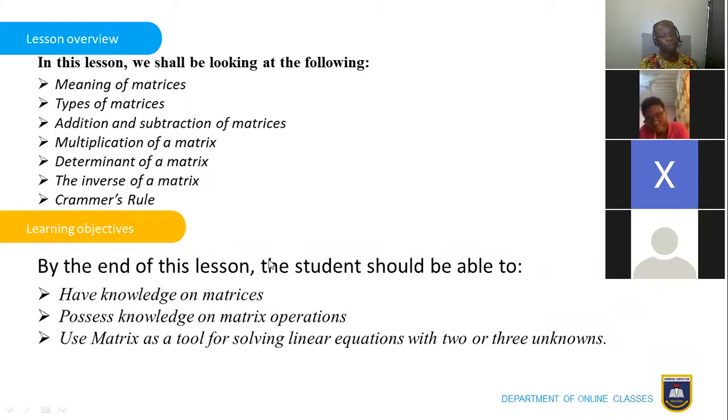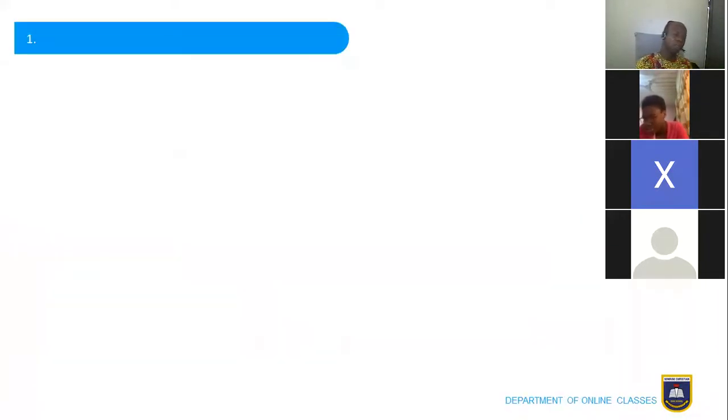So, ladies and gentlemen, here we are. Let's keep the ball rolling. Matrices. What is a matrix? Courage, can you tell us what a matrix is? What do you know about a matrix?